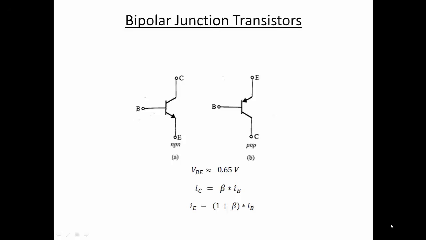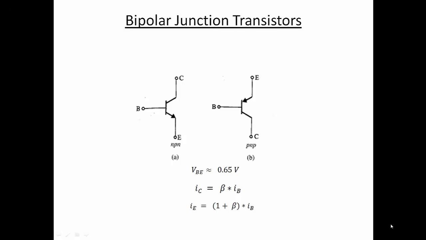Because both the collector and the base current flow into the emitter, the emitter current is equal to 1 plus beta times the base current. When designing circuits with bipolar junction transistors, it is important to know the base to emitter voltage, or VBE. A typical VBE value is 0.65 volts. For the NPN transistor to turn on, the base voltage must exceed this value before any current will flow through the collector and the emitter.